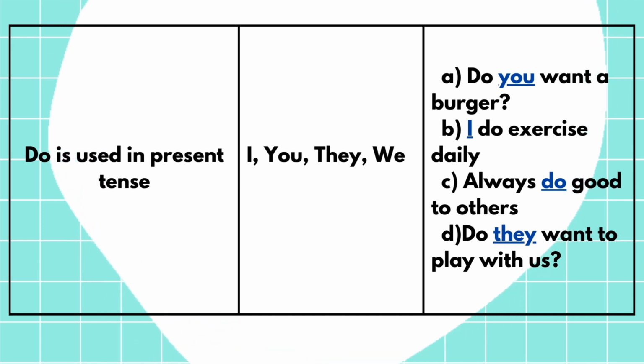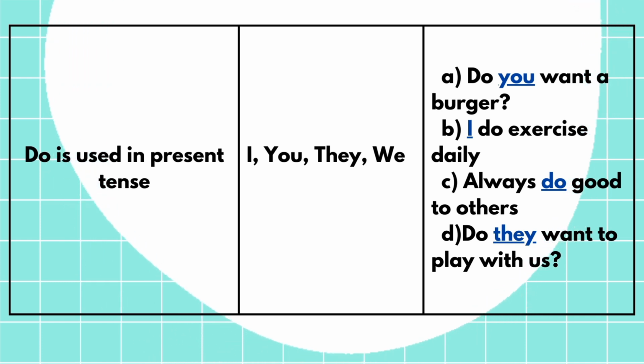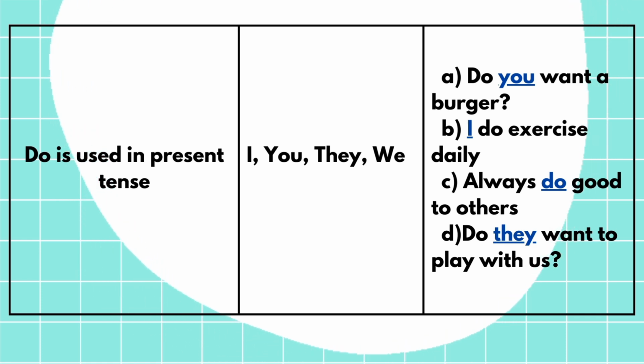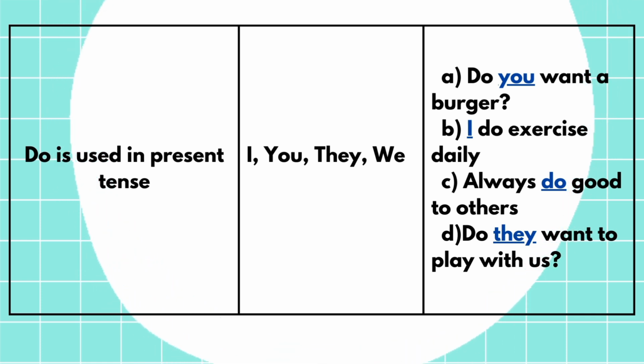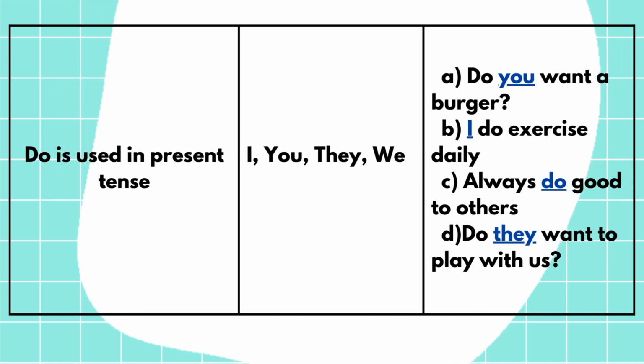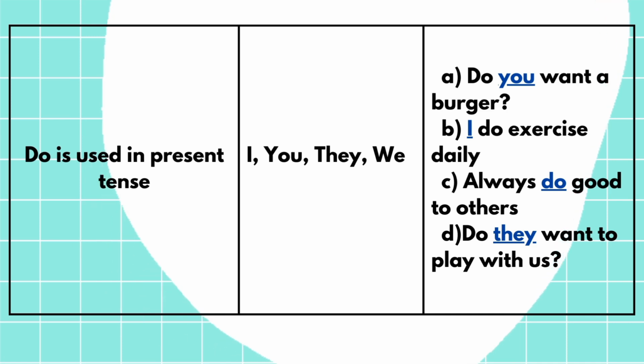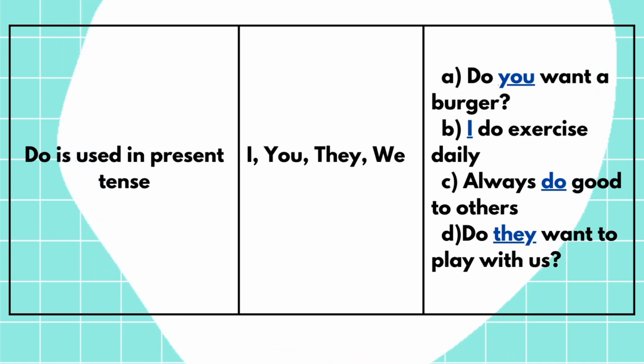Now let's look at some of the examples to have a clear understanding of do. Do you want a burger? I do exercise daily. Always do good to others. Do they want to play with us? So you see how do is used with you, I, they and we.